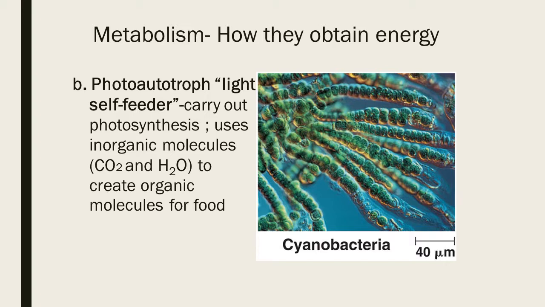But these photoautotrophs will make their own food. They do not need to find their food source anywhere else. My example for this is called cyanobacteria. This is frequently found in water areas, ponds, places where there's really still water, and if there's enough of it, it can look more like algae.